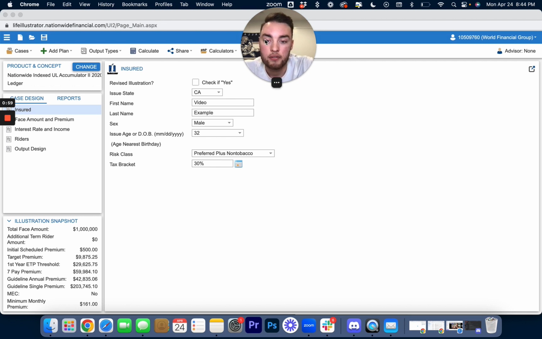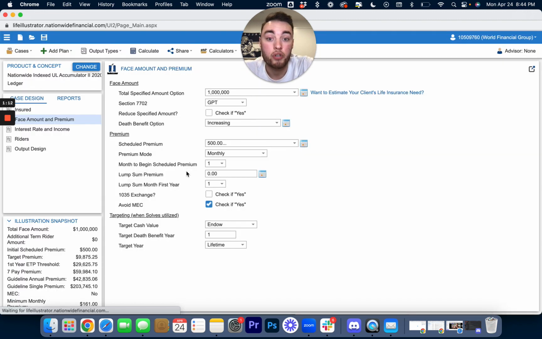So what I have here is I'm just going to be running this illustration for a 32-year-old male who is in good health. And what we're going to be doing is showing the traditional IUL, or a not properly structured IUL. So I just have the death benefit set to $1 million. That's what most agents do. And I have this set to increasing death benefit option. Again, most agents do this. This individual is going to be putting in $500 a month until age 65. And yeah, that's pretty much it.